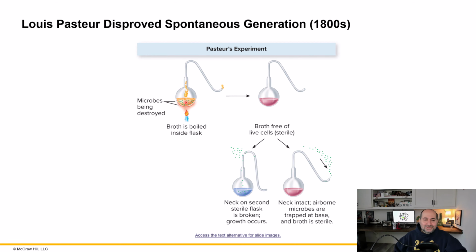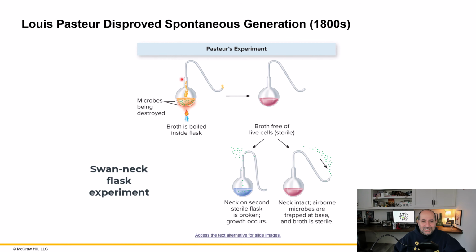So in order to show this, what he did was his famous swan neck experiment. This is known as Pasteur's famous swan neck experiment. He would take the broth, he would boil it for quite a period of time inside of the flask. The microbes are getting destroyed in the flask, and so he would kill the microbes in the broth.